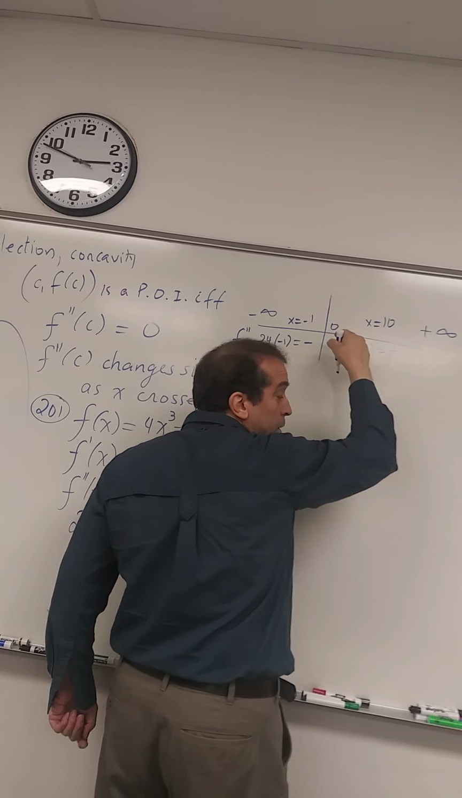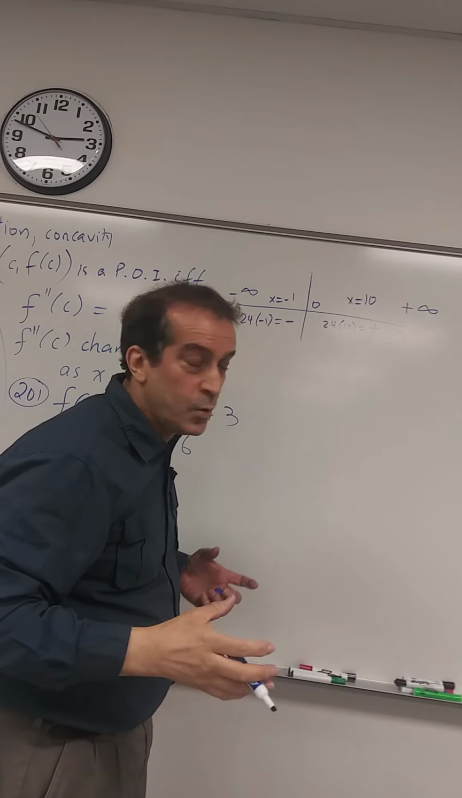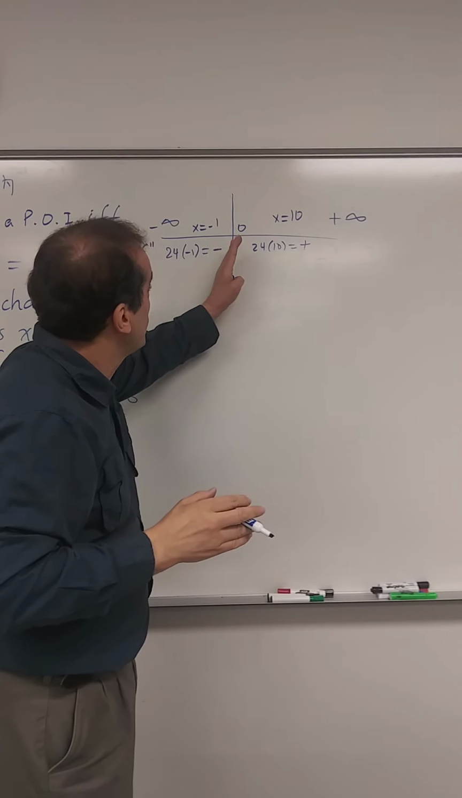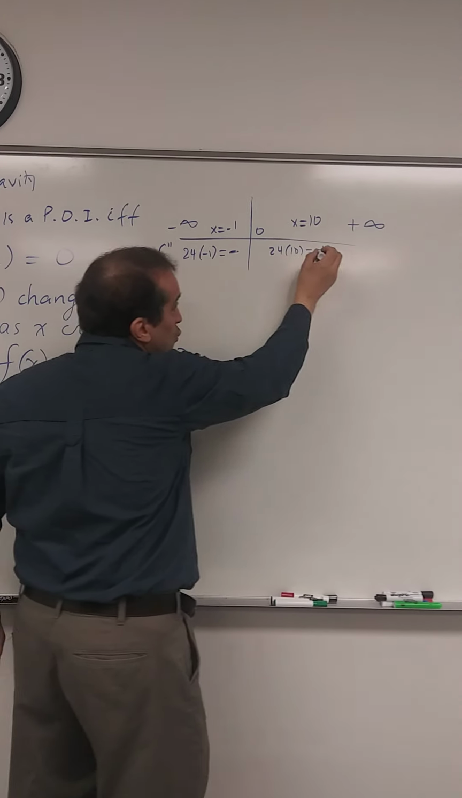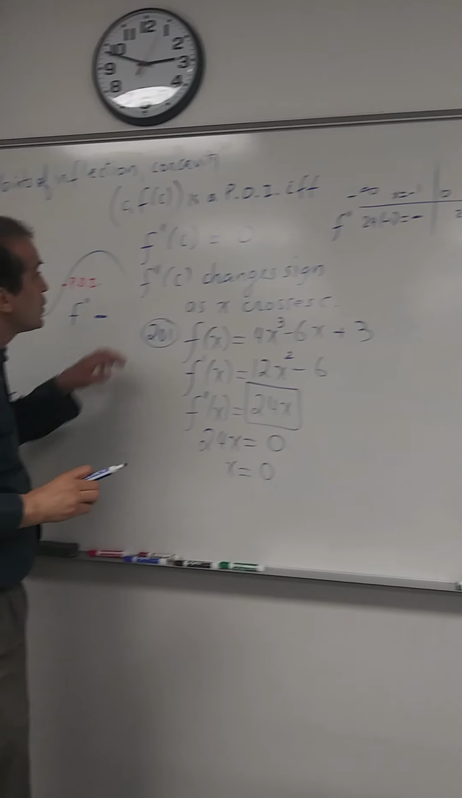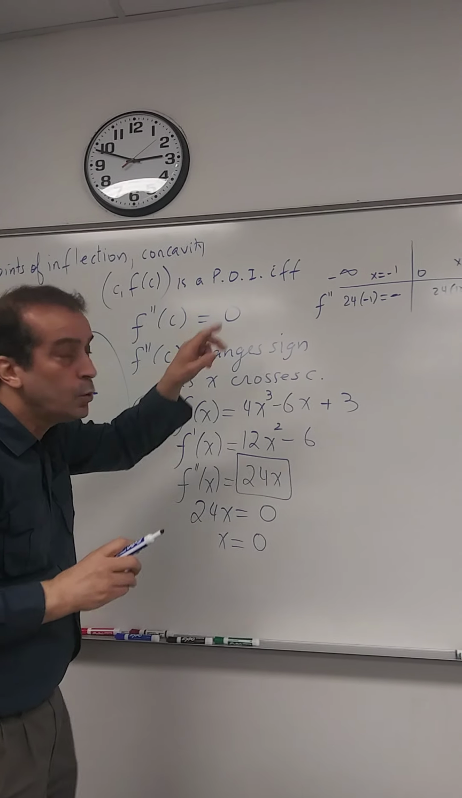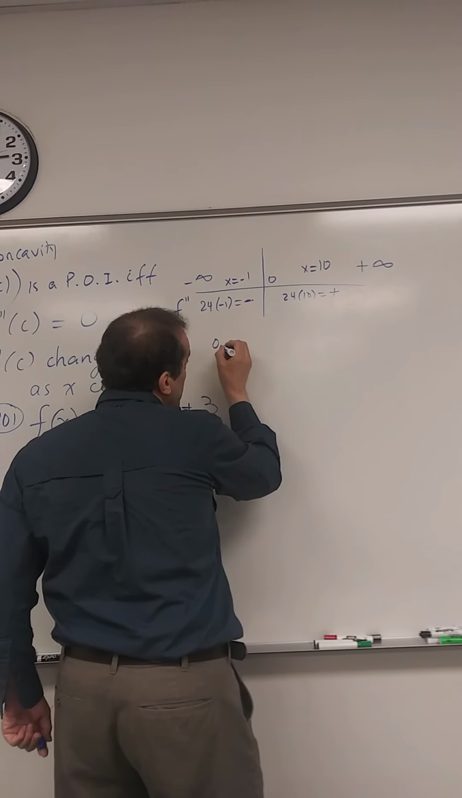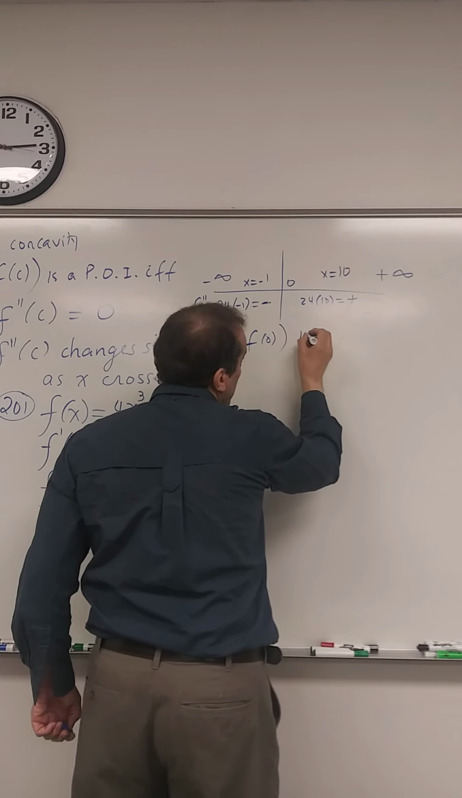I could have picked 1. You can pick any number. You can pick square root of e, if you like, or square root of pi, or anything you want. Just make sure you pick a point to the left and one to the right. The second derivative was negative. It switched to a positive, so it changed sign. Now remember, the second derivative must be equal to 0, and it must change sign in order for that point to be a POI. So (c, f of c), which is (0, f of 0), is a POI.